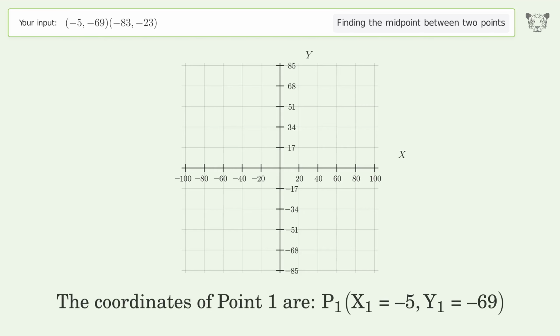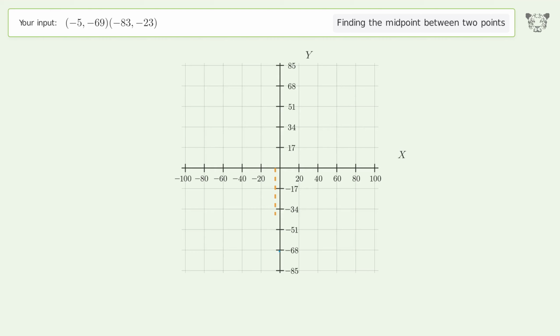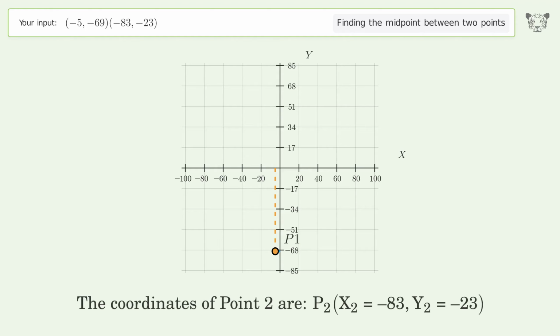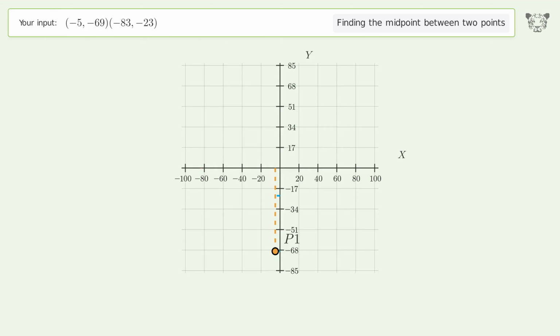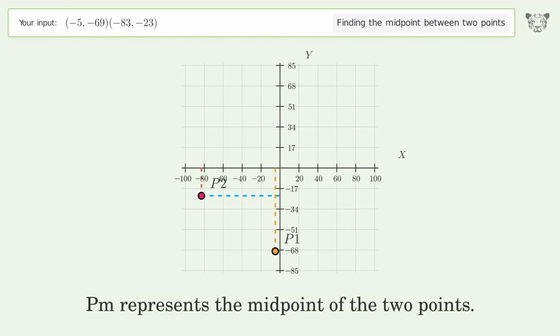The coordinates of point 1 are, x1 equals -5, y1 equals -69. The coordinates of point 2 are, x2 equals -83, y2 equals -23. PM represents the midpoint of the 2 points.